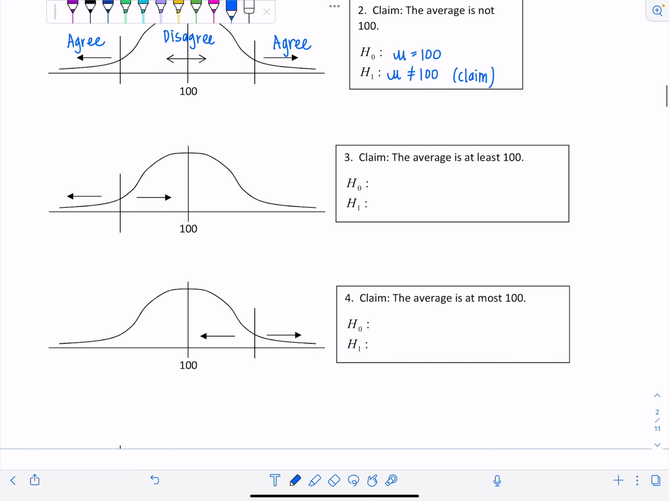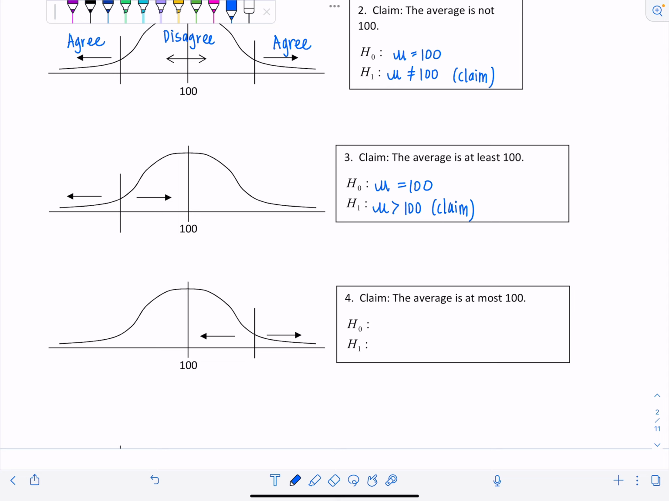All right, let's look at another one. Claim: the average is at least 100. So at least means greater than or equal to. Remember, we don't put the "or equal to" on the alternative. So mu is greater than 100. That's the claim. The null you always write with an equal sign.